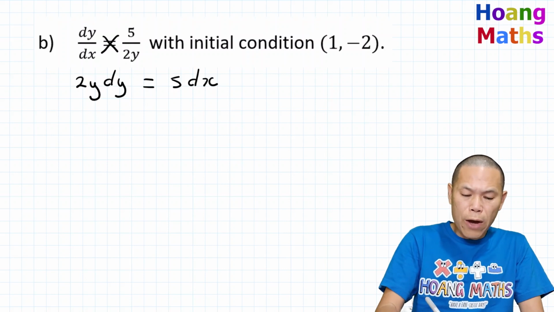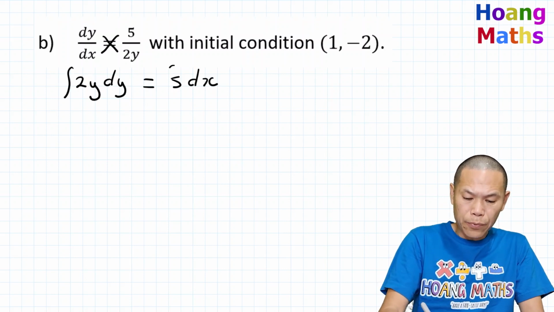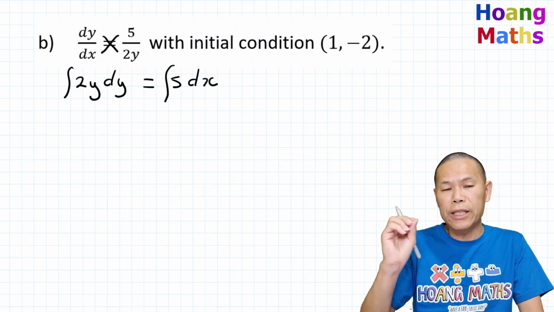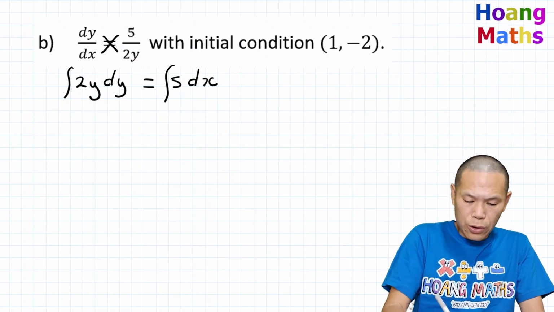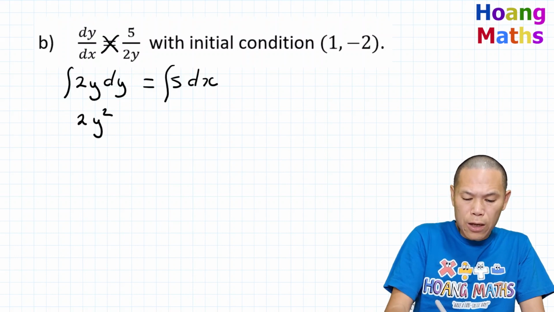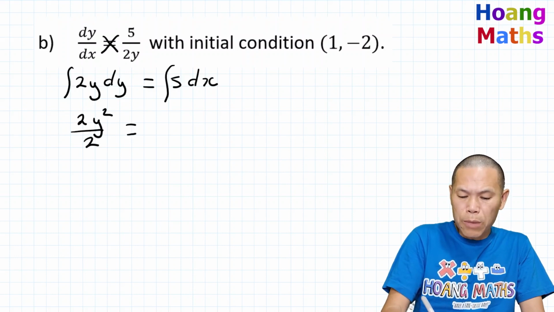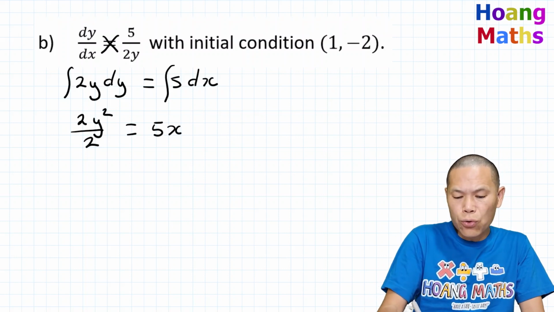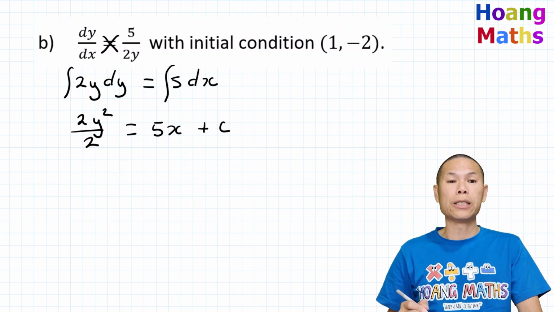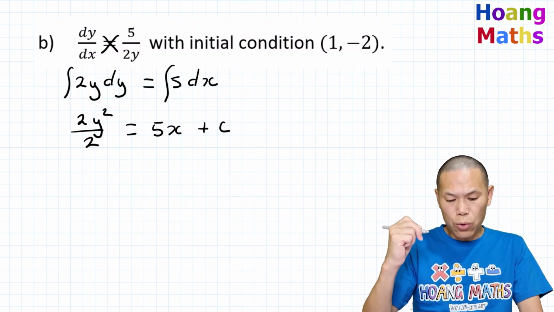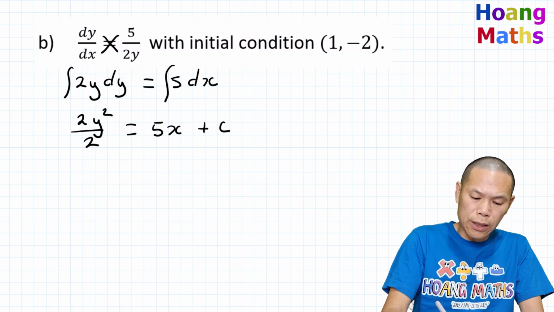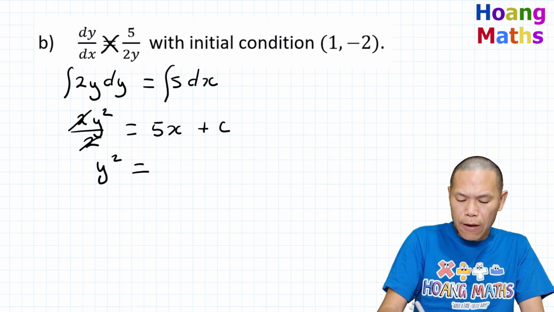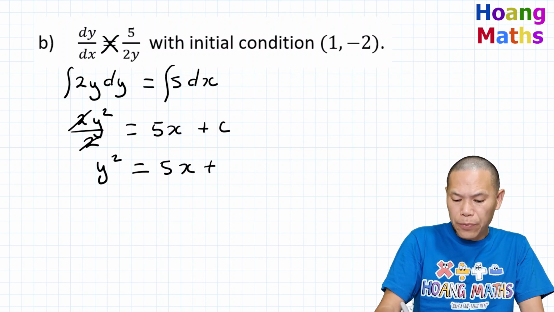That's all. So now I integrate both sides. That means integrating 2y with respect to y gives me 2y squared over 2. Integrating 5 with respect to x is 5x. And do not forget, we need to add a constant c. Now we can simplify this first. These two cancel out, so that becomes y squared is 5x plus c.